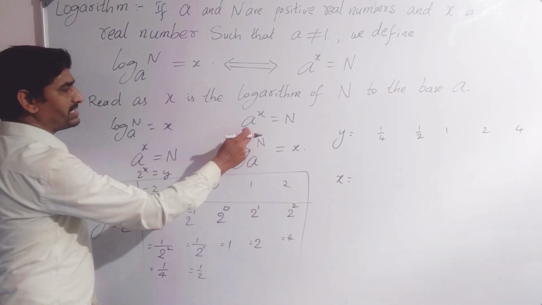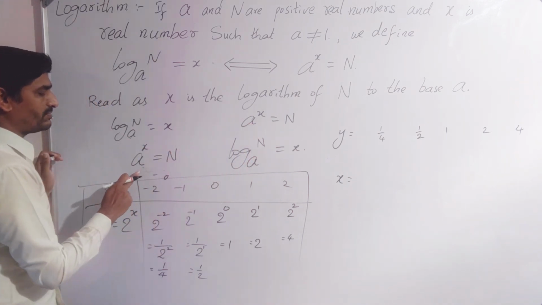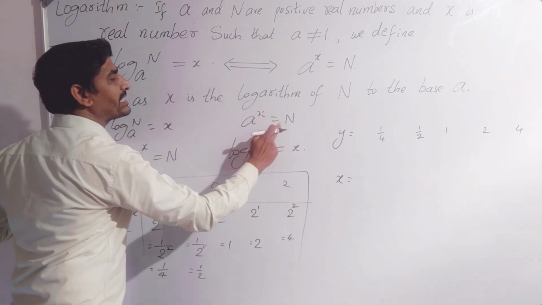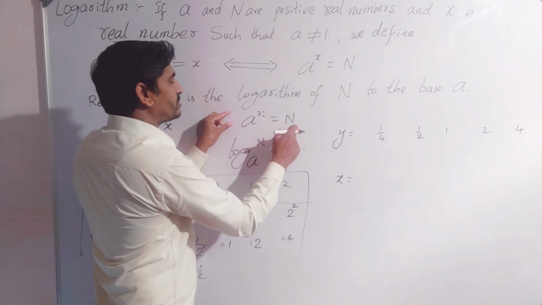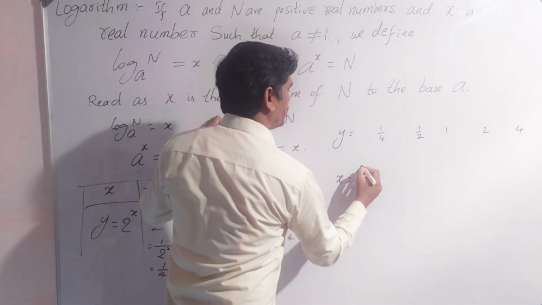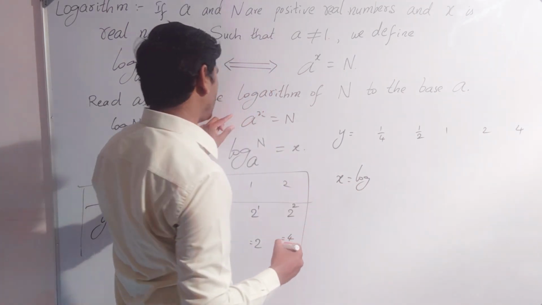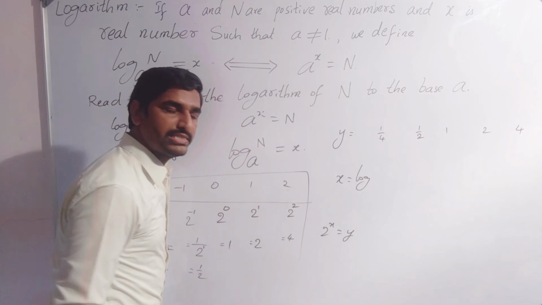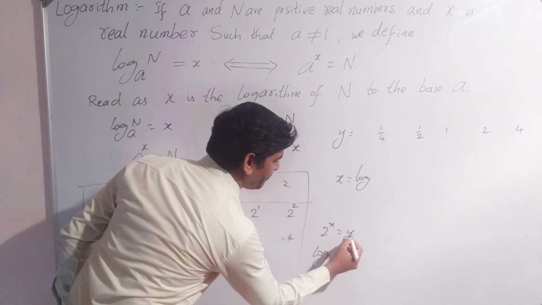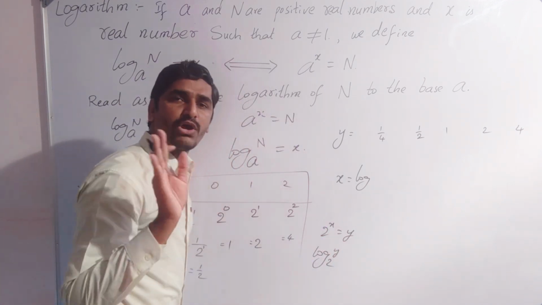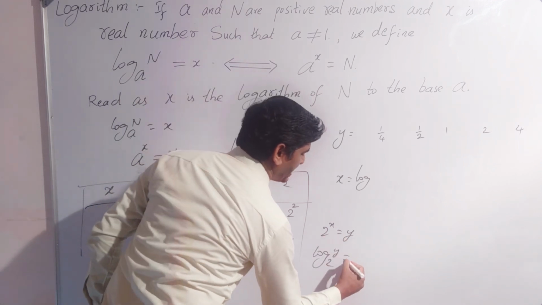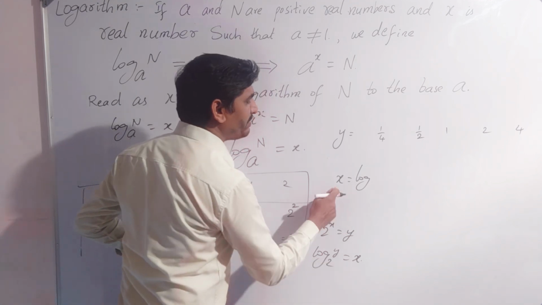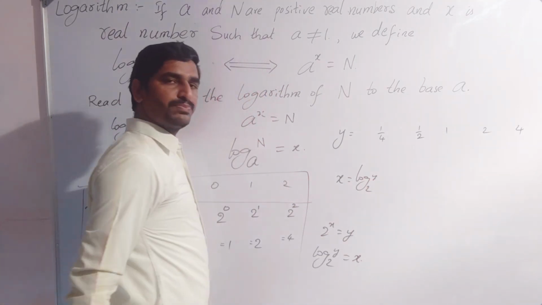With logarithms, like this. Instead of this, here we can write 2 power x is equal to y. How can we write this? See, this is logarithm of y to the base 2. The base is not changed. Log y to the base 2, that gives x. So what is x now? x is logarithm of y to the base 2.